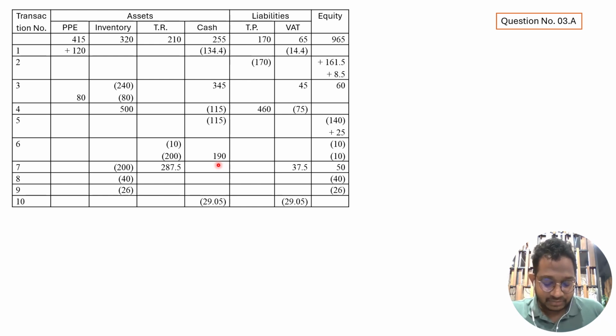And seventh one, from the stock purchased during the month, 10 electricity fans were sold on credit at cost plus 25% profit.